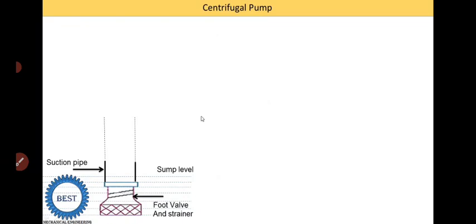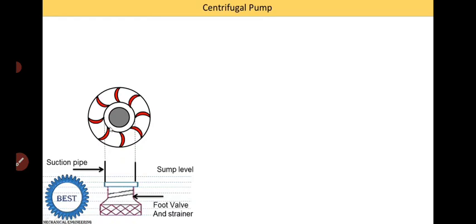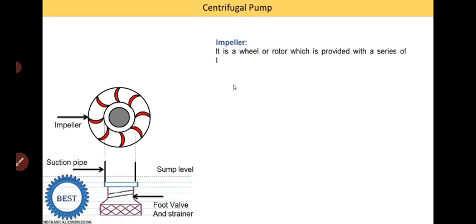Now we move towards the second component. So it is the shaft of this pump, and this portion is known as the eye of a pump, and this portion is known as the impeller. So now we study about this impeller, what is impeller and its function. It is a wheel or a rotor which is provided with a series of backward curved vanes or blades. Means this is the wheel. On this wheel we have installed a number of vanes. See, the red color is the number of vanes. The shape of the vane is the backward curved vane.